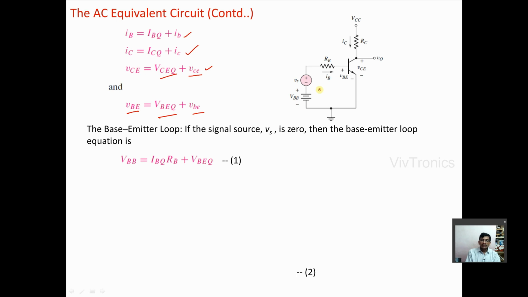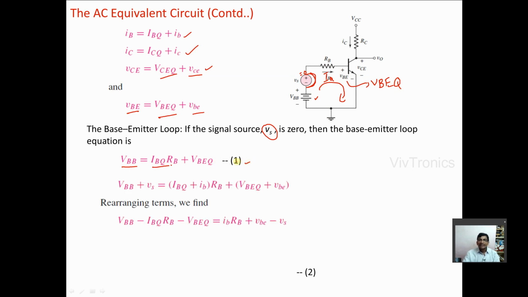Here I am applying the KVL equation to the base to emitter loop, and I am assuming Vs is equal to 0. This means we can short circuit the Vs voltage, as we are applying pure DC voltage to our circuit. So pure DC voltage and DC current will be developed. Therefore, VBB is equal to IBQ into RB plus the pure DC voltage between base and emitter, VBEQ, as mentioned in equation number 1.